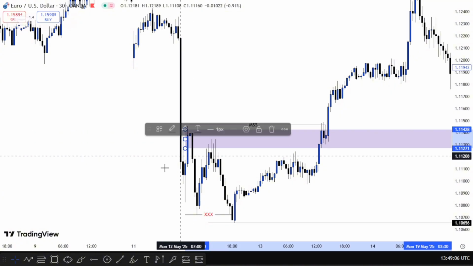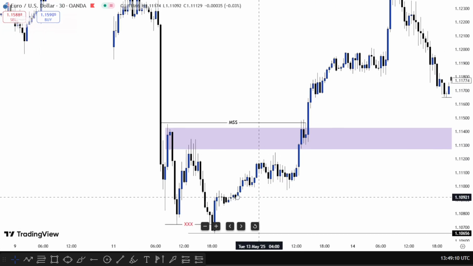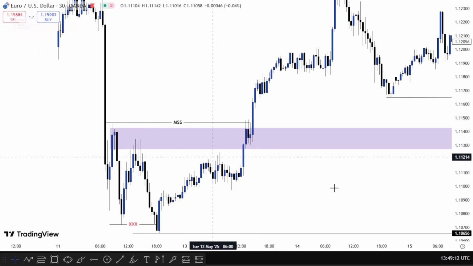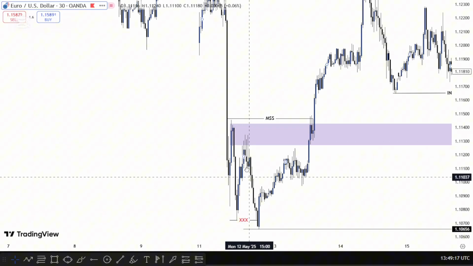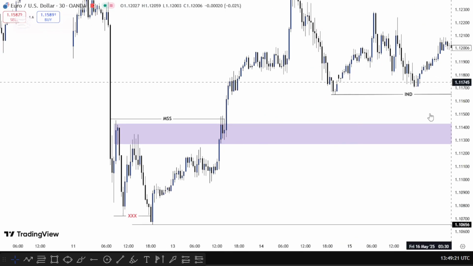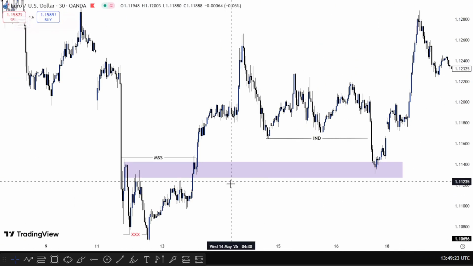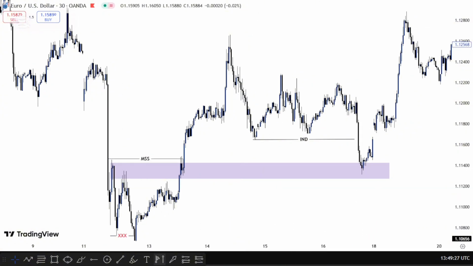Okay, this is actually cool. A breaker block is a failed order block. Okay, so we have our breaker block. All right, so that breaker block led the market to sweeping this low, but did not continue going to the downside. So right here, that's our breaker block. See how the market tapped into this area. Okay, you can go in.